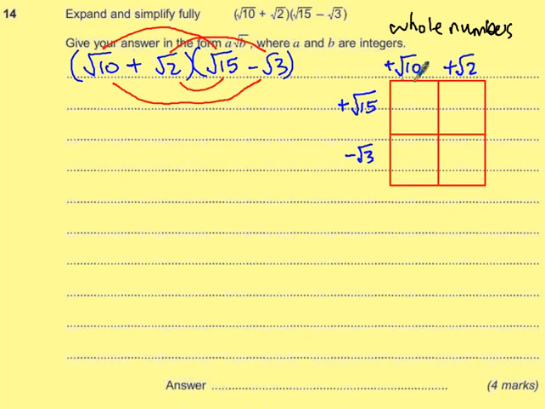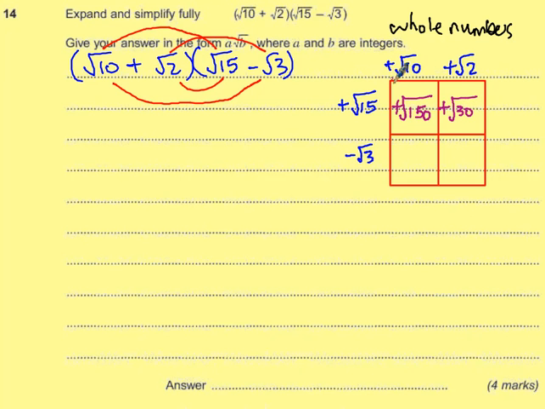Square root of 15 times by the square root of 10. I'll get the sign first, will be positive. Square root of 150. Square root of 2 times by square root of 15. Both terms are positive, so we can give a positive answer. 2 times 15 is 30, square root of 30.